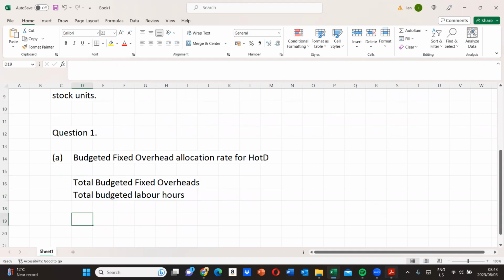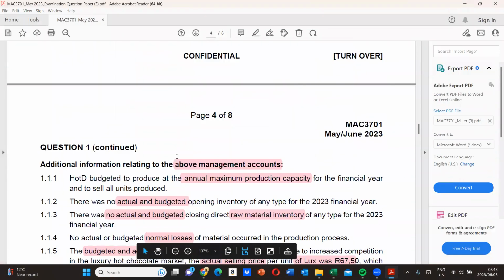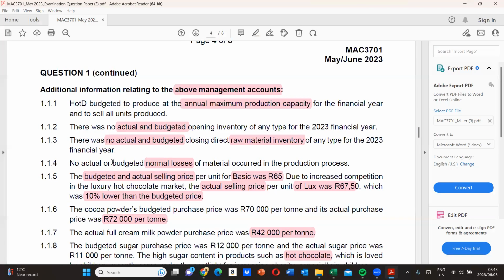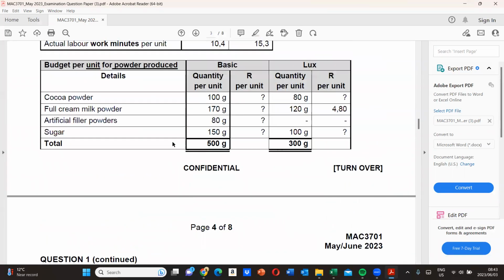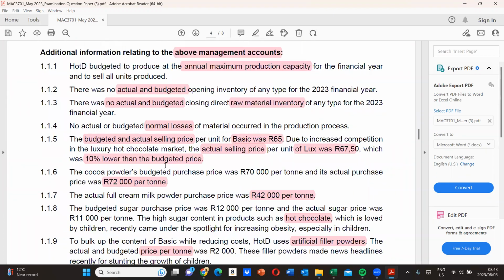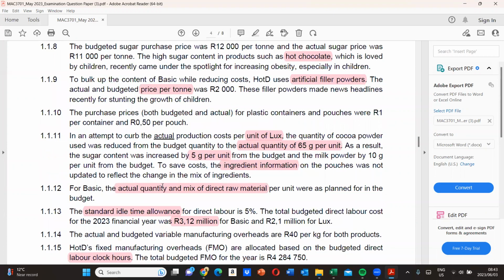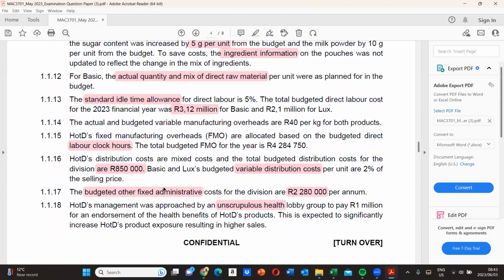So let's quickly see. I'm sure we can all agree that it's easier to do fixed overheads. Is it given? You run through to see if they actually give us the budgeted fixed overheads. If not, of course, we can do the calculation. So here we have the information. Where is the fixed cost? In this regard, you can see these fixed manufacturing overheads are allocated based on the budgeted direct labor clock hours.